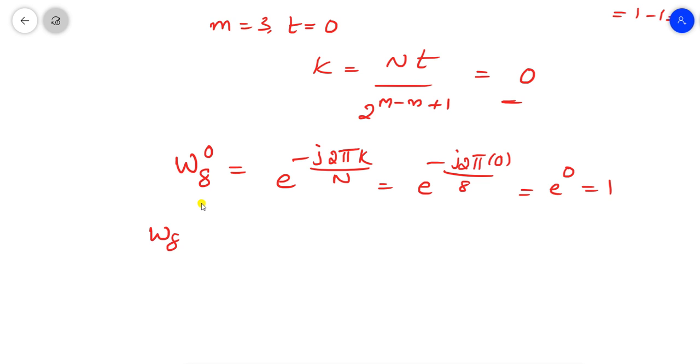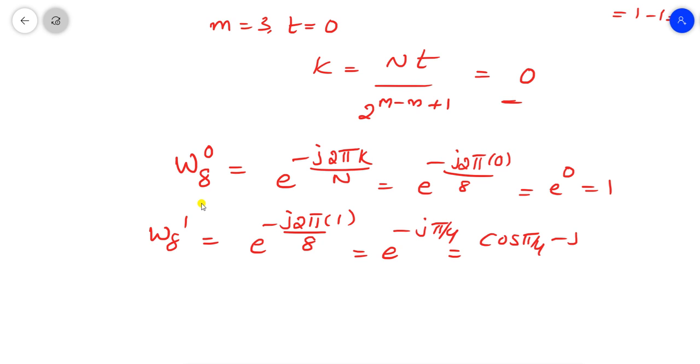So W8 to the power of 1 is equal to e to the power of minus j 2 pi into 1 by 8, that is equal to e to the power of minus j pi by 4, that is equal to cos pi by 4 minus j sin pi by 4. So it's equal to 0.707 minus j into 0.707.